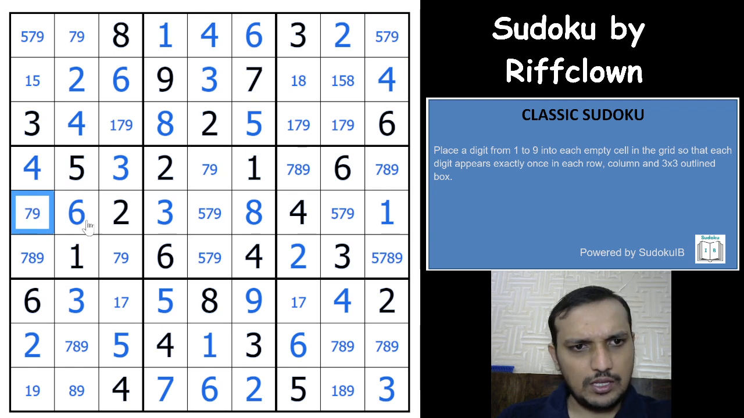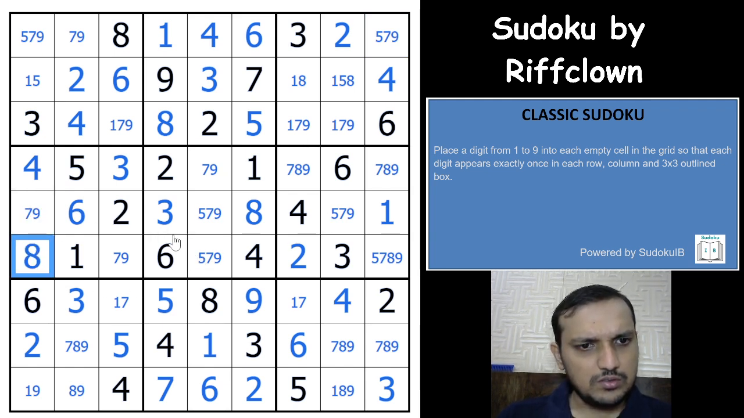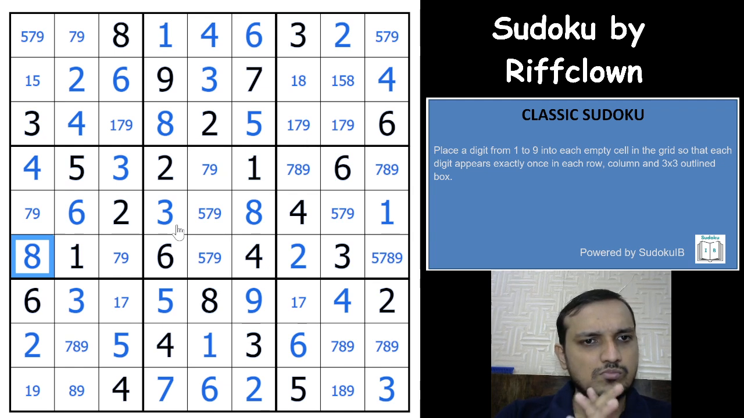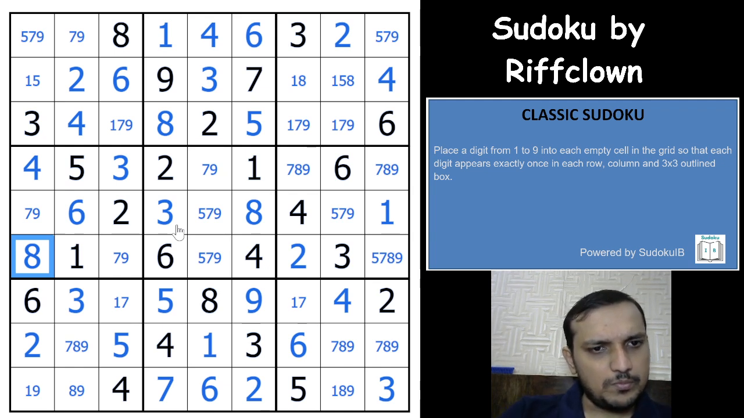This cell is not an 8. So this cell is an 8 here. Okay. Come on. There's something. X-wing, Y-wing.